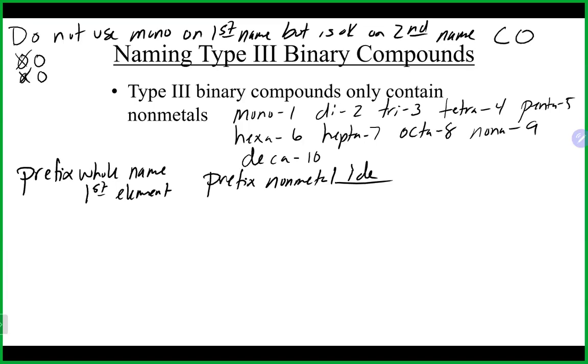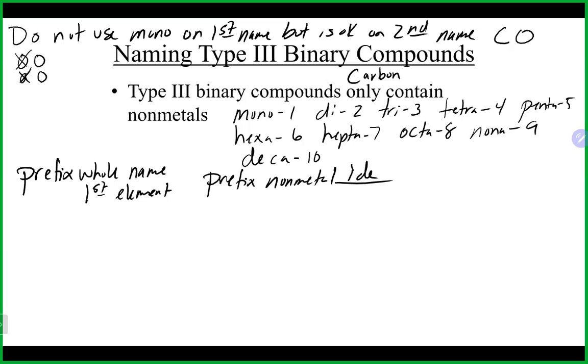CO, capital C, capital O. That's carbon and oxygen. They are both nonmetals, which means it's a type 3 compound. You don't have to worry about charges. You don't have to worry about balancing things. You frankly just need to count how many of each you have and pick the right prefix. So carbon, I only have one, which means the prefix is mono, right? Do I use mono on the first name? I don't. So we're going to drop the mono and just use the whole name of the element. So that would be carbon.